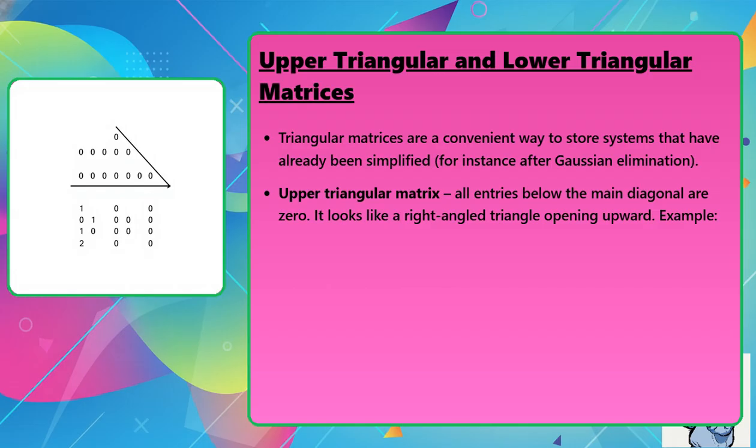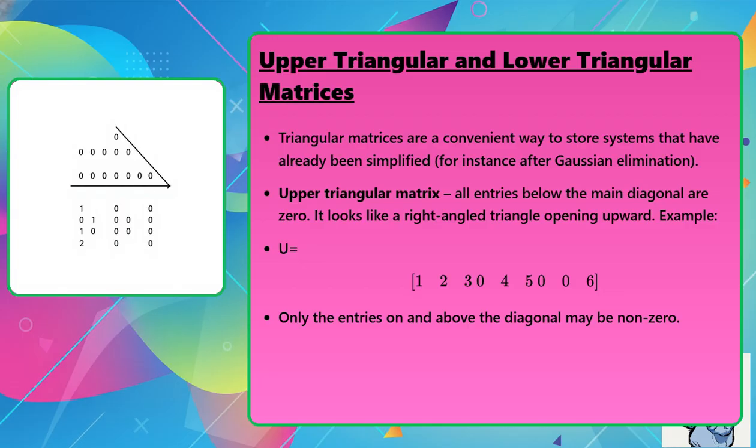It looks like a right-angled triangle opening upward. Example: U equals a matrix with rows: first row 1, 2, 3; second row 0, 4, 5; third row 0, 0, 6. Only the entries on and above the diagonal may be non-zero.